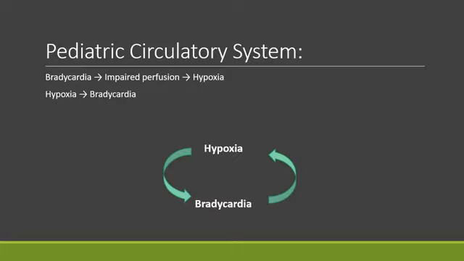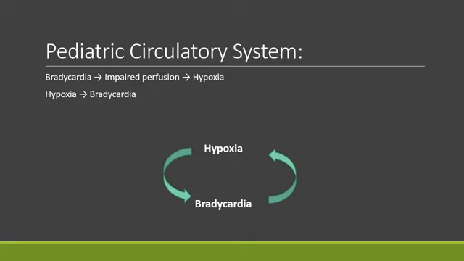Additionally, we see some other differences as well. You can see with the pediatric circulatory system, bradycardia, as we just mentioned, is extremely bad because of the resulting decrease in cardiac output. And one of the things that's interesting is with bradycardia, we see a decrease in cardiac output that's going to cause an impaired perfusion of the body, including the coronary, the cardiac muscle, and that can cause hypoxia to develop.